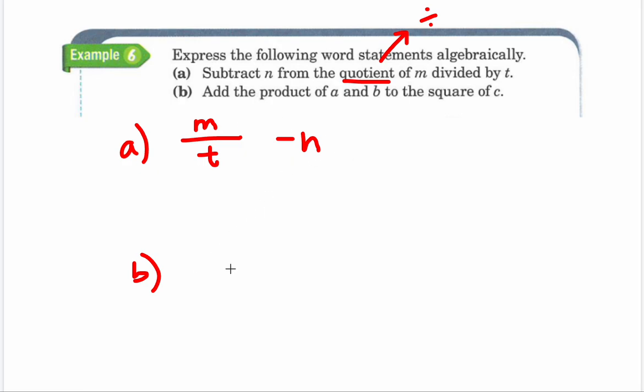Part B, add the product means to multiply, product of a and b, so we're going to multiply a and b together, so we'll just smush them together, to the square of c. To the square of c. There you go. We added the product of a and b, multiplication, answer of a and b, to the square of c.